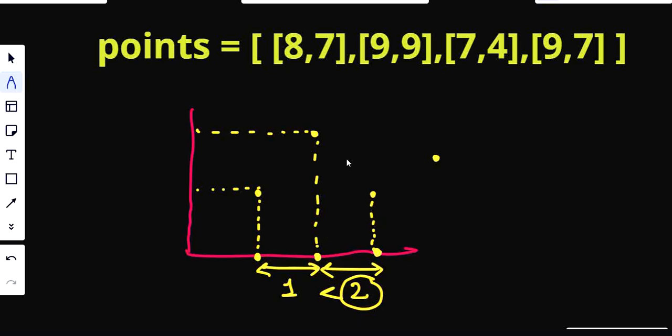So if I have to understand from this diagram, I know that I have to focus on the x-axis and the points which are present on this axis, and I simply have to check the difference.